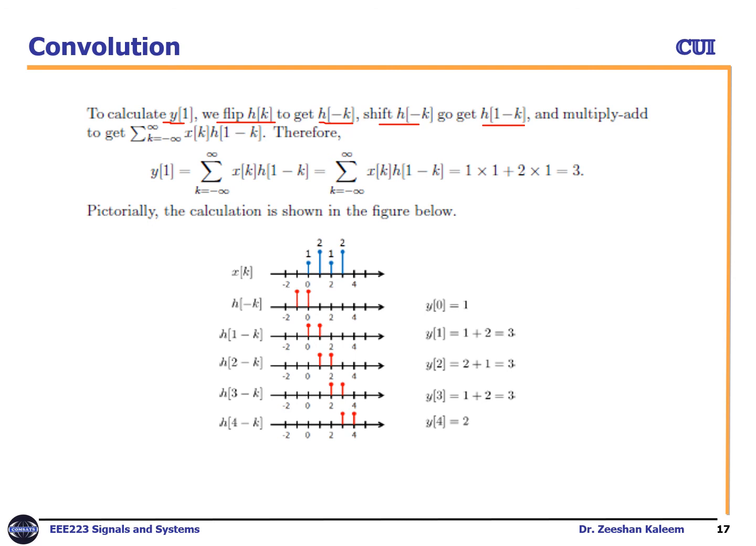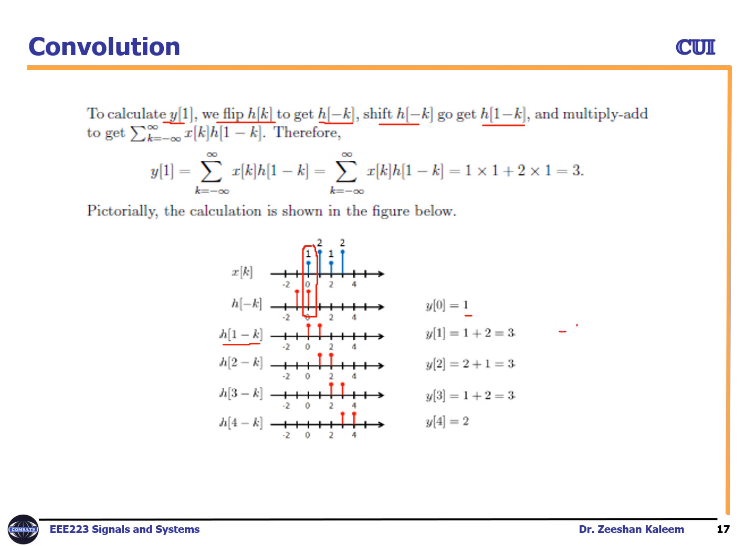For example, this was the case y of 0, which we already calculated in the previous slide. Look at this, it was the only overlapping region, so we get 1, right? There were no other points. Now for the second case, when n equals 1, h of 1 minus k. So for example this was minus k, so it will be 1 minus k. 1 minus k means minus 1 plus 1.